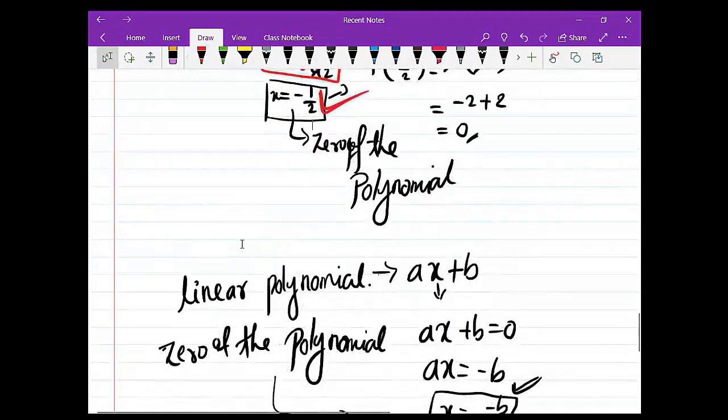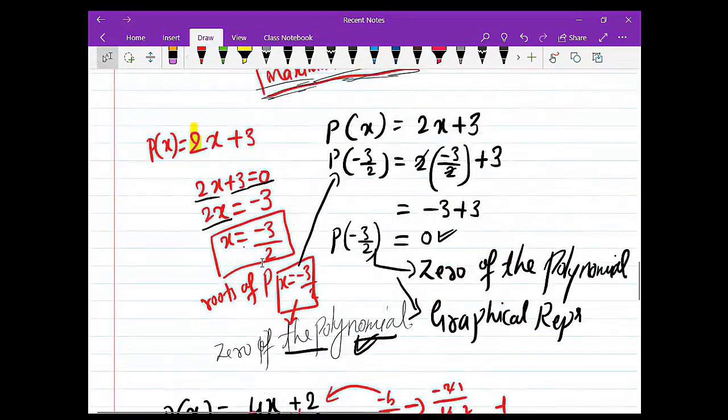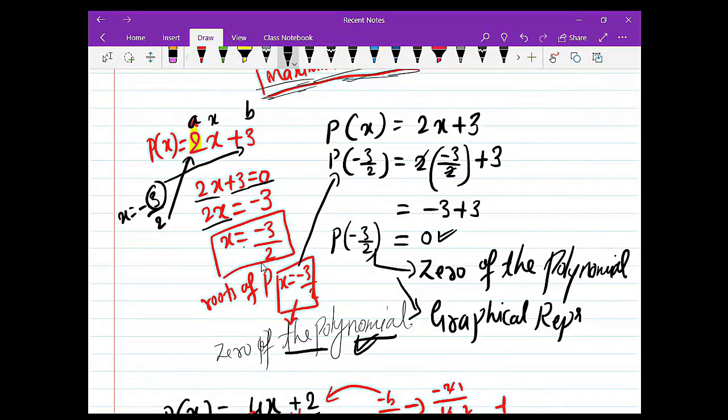See, in the first example also, here a is equal to 2. Here it is a, this is b, this is x. And what is the value of x here? Minus 3 by 2, right? x equal to minus 3 by 2 means 3 is b, and a is 2 here. It means minus 3 upon a, that is minus 3 upon 2.